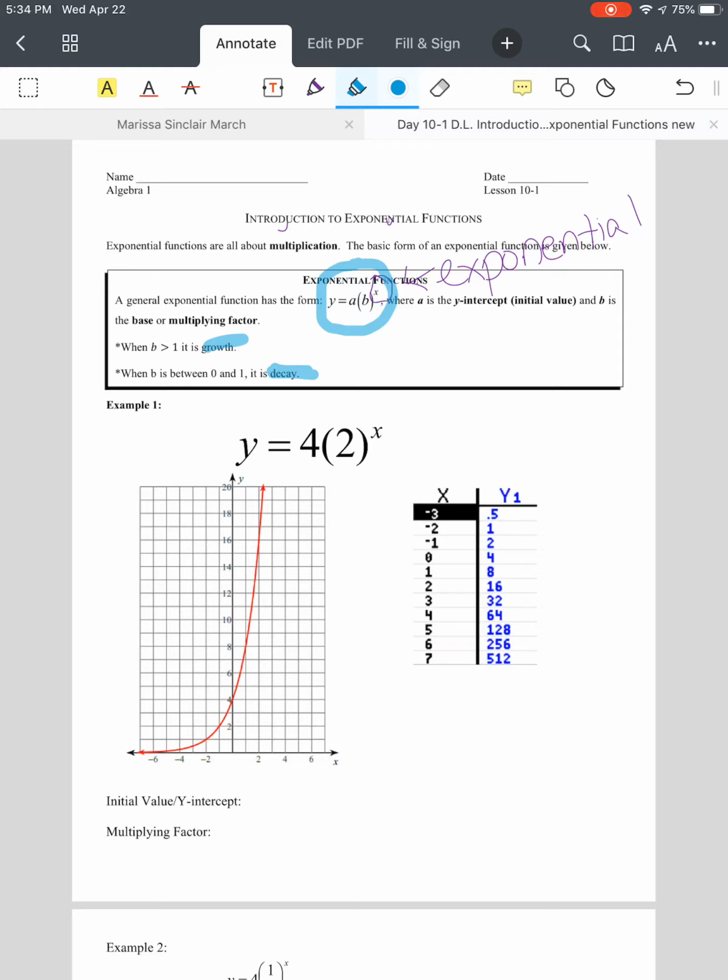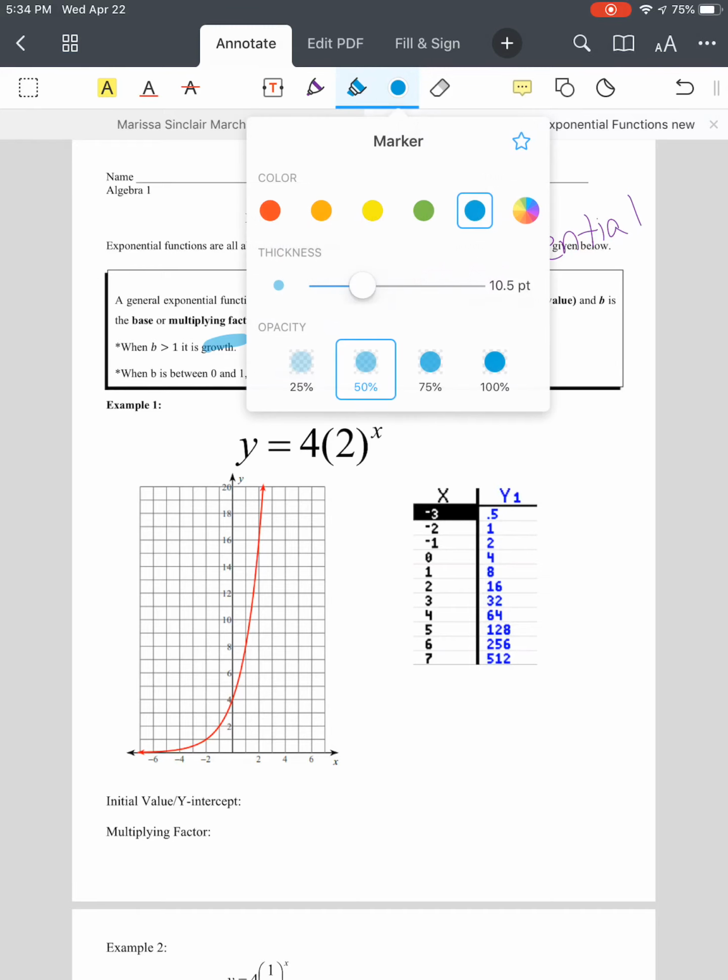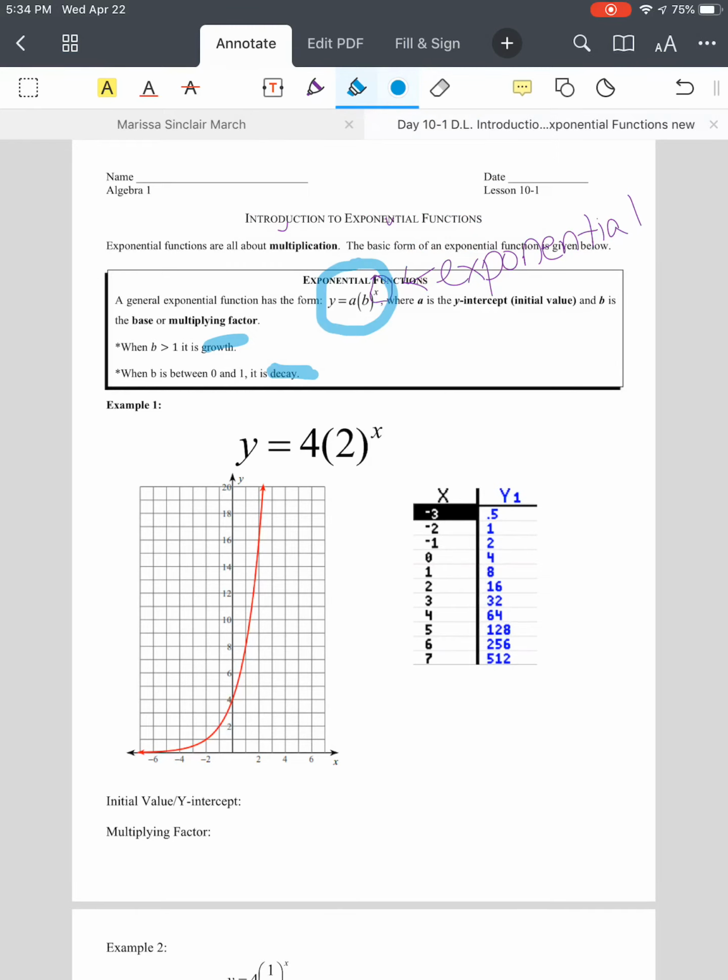So the first one says y equals 4 parenthesis 2 to the x. Okay. I want us to take a look at the number inside the parenthesis. If that number is greater than 1, it is growth. So is 2 greater than 1? Yes. So it is exponential growth. Okay, and we can actually tell that it's growth in 3 different ways. So we can tell it's growth by looking at the number in the parenthesis. If it's greater than 1, it's growth.